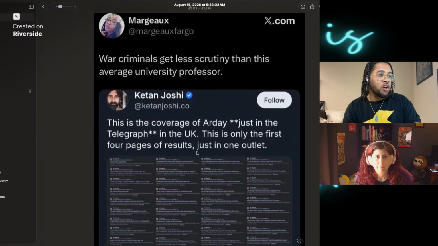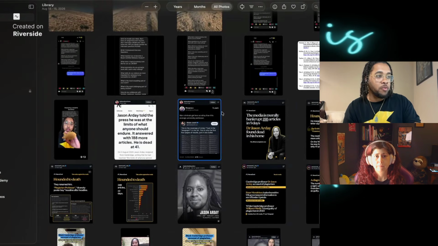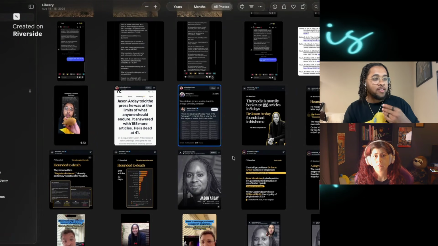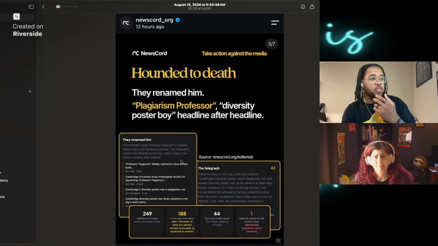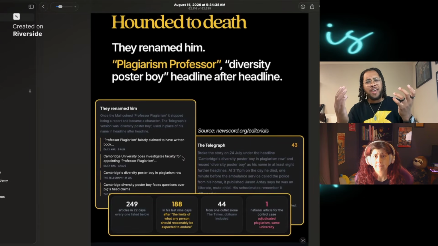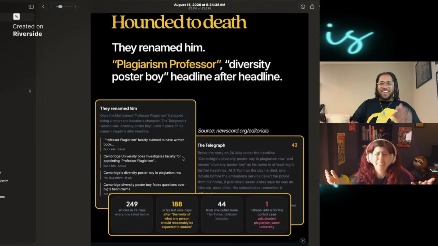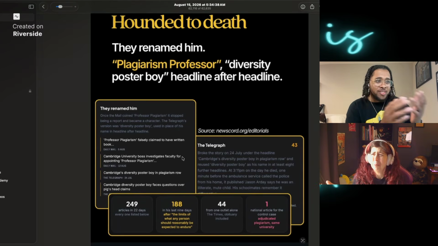And you could see just in the Telegraph, war criminals get less scrutiny than this average university professor. So, I mean, there's a clear anti-blackness and racism within journalism in the UK. People think that in the UK there's not this racism, this anti-black racism. It's like, yo, where do you think racism originated from? Like, you know what I mean? These Europeans are the ones that did it.